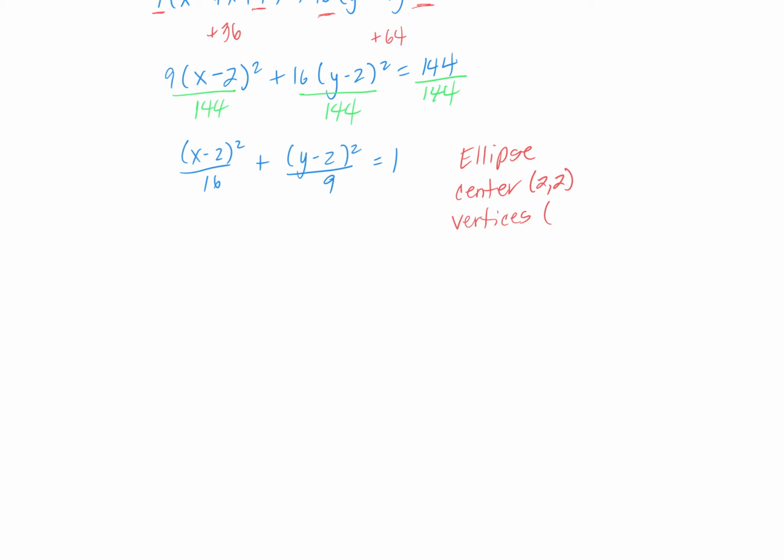So that means, and here notice that since a squared is equal to 16, a is equal to 4. So that means I'm going to take my center x value, which is 2, and I'm going to add 4, and I'm going to subtract 4. So if I add 4 to 2, I get 6. Y value didn't change. If I subtract 4 from 2, I get negative 2. Y value didn't change. So it's an ellipse, center is (2, 2), vertices are (6, 2) and (-2, 2).